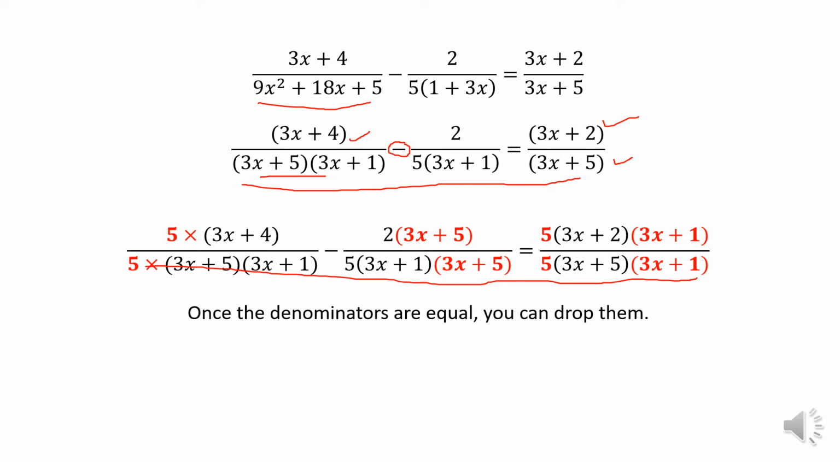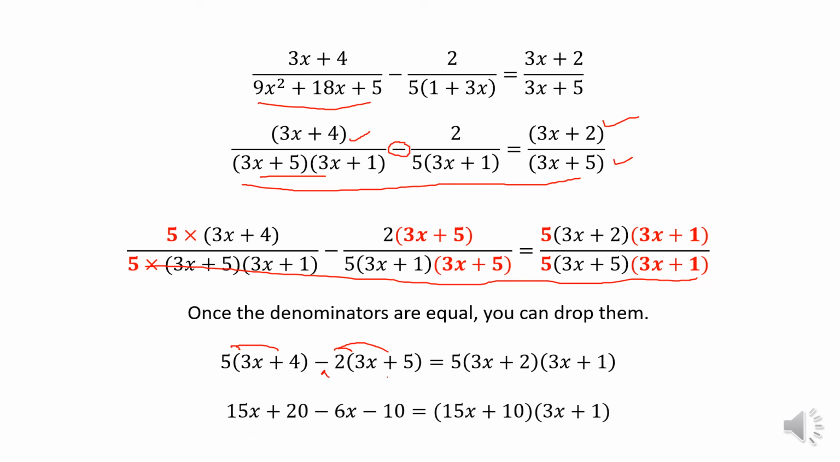So I'll drop them, and I'll only then work with the numerators. If the denominators are equal, therefore the numerators will be equal. Well, it's now just a matter of you multiplying out and finding the unknowns. Be very careful when you multiply by a negative sign, it changes everything. So in the next slide, you get 15x plus 20 minus 6x. Again, I said minus 10 here, and then equals, then you have these two. There are many ways you can do this. All right, I'd like to show them step by step.